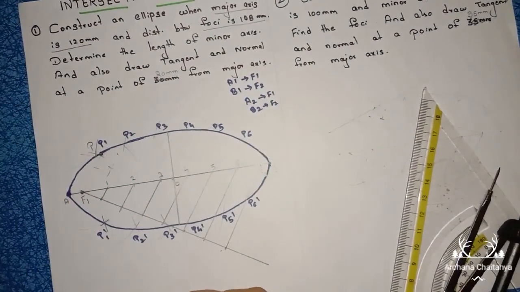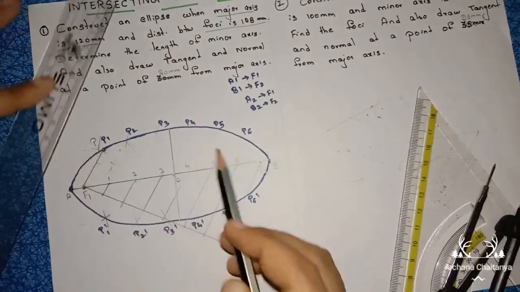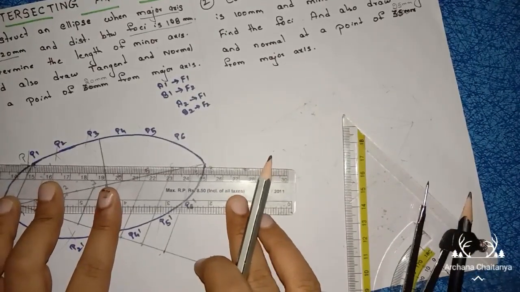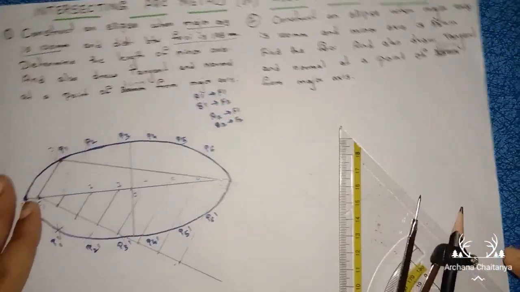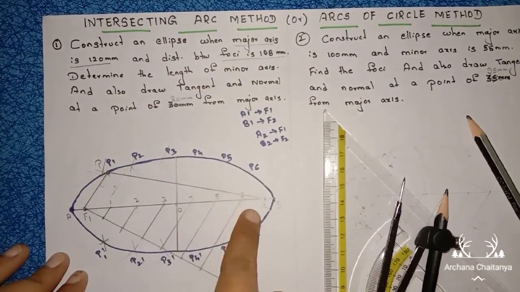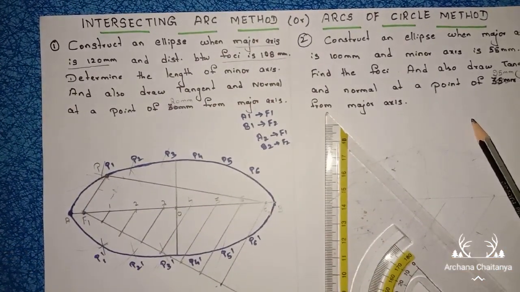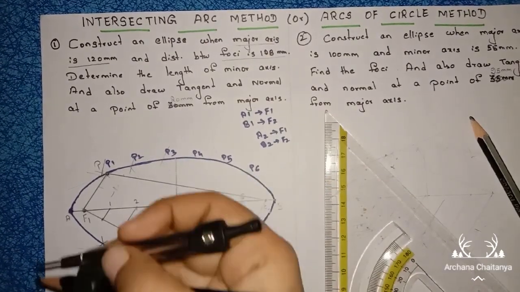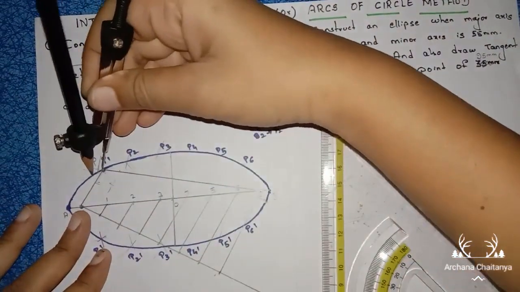After marking point P, join PF1 and PF2. If you observe carefully, F1 P F2 is an angle. So how to draw an angular bisector? Take less than half with your compass. Keep your compass here and draw an arc on this line.